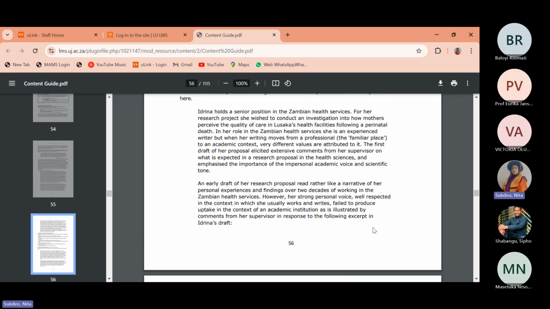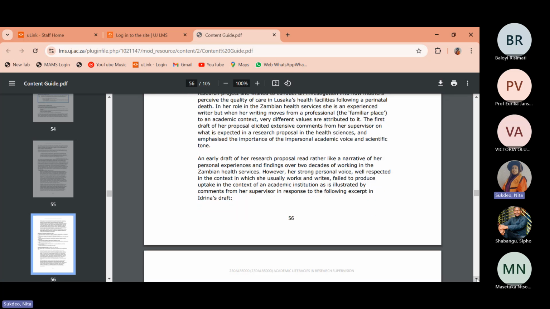In her role in the Zambian health services, she experienced the problem and decided this was something worth conducting a study on. She is an experienced writer, but when her writing moves from a professional to an academic context, very different values are attributed. The first draft of her proposal elicited extensive comments from her supervisor on what is expected in a research proposal in health sciences, and emphasized the importance of the impersonal academic voice and scientific tone.